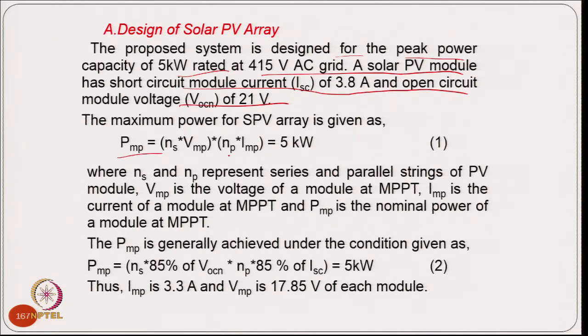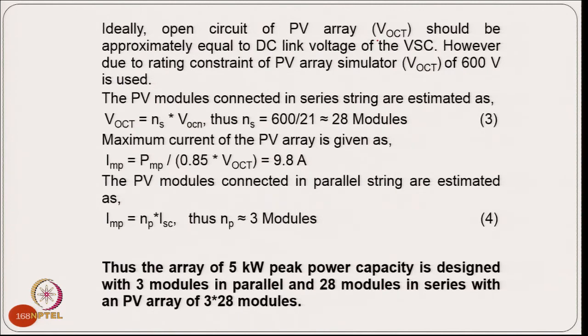So, we can have a maximum power of 5 kilowatt here, where NS and NP represent the series and parallel strings of MPPT, VMP the voltage of the module at MPPT, IMP the current at MPPT, and PMP is the nominal power. PMP is generally calculated by NS into 85% open circuit voltage and NP into 85% short circuit current, that is 5 kilowatt, and IMP is 3.3 and VMP is 17.85. Ideally, the open circuit voltage of the PV array should be approximately equal to the DC link voltage.